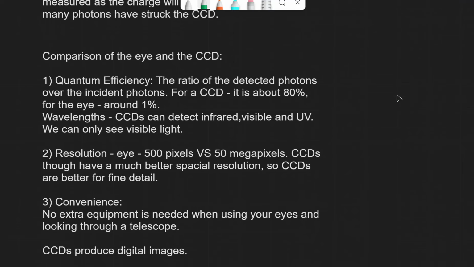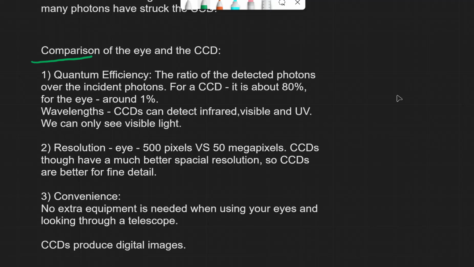For the exam, also, we'll need to be able to make a comparison of the eye and a charge-coupled device. The first thing that we need to be aware of is quantum efficiencies. So this is simply the ratio of the detected photons over the incident photons. For a CCD, this is really high, it's around 80%, whereas for the eye, it's around 1%.